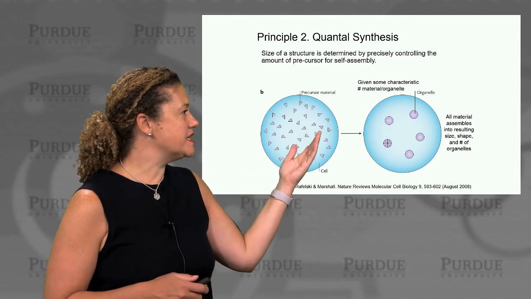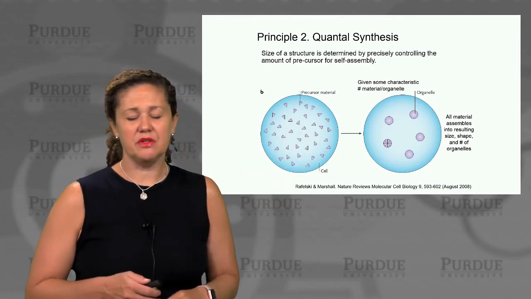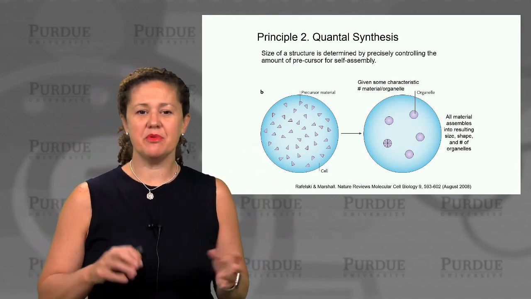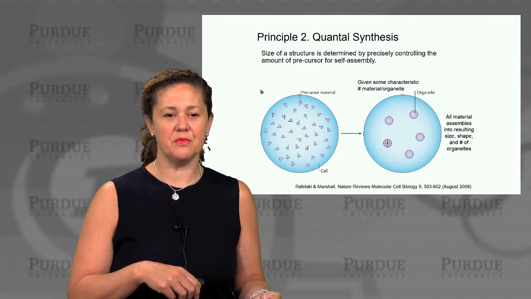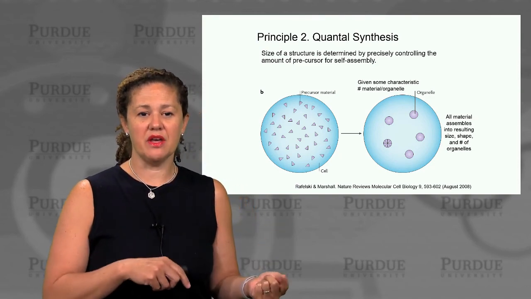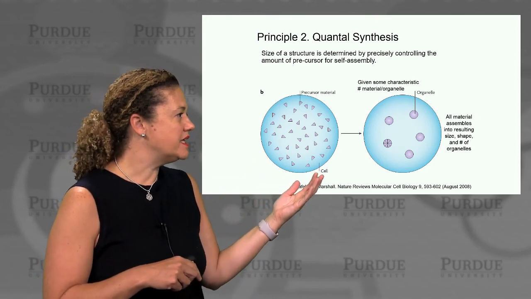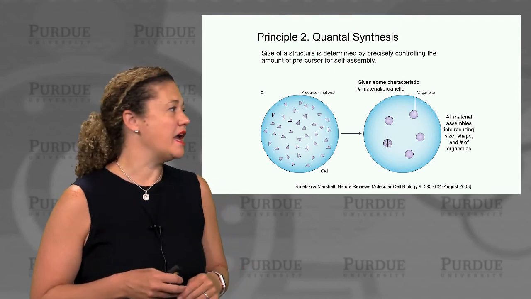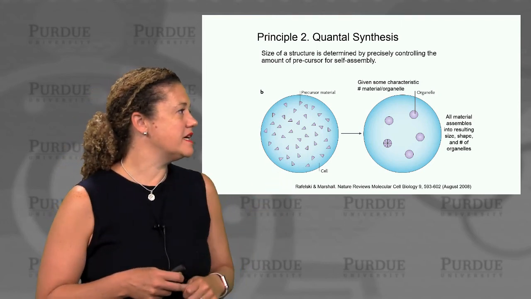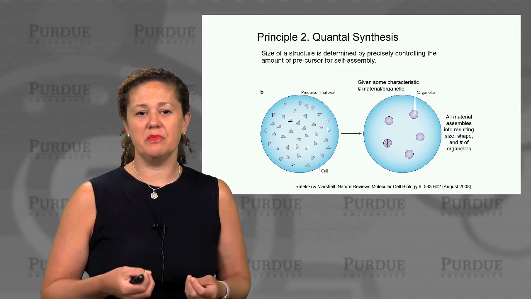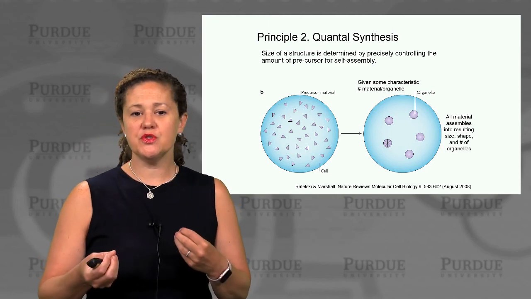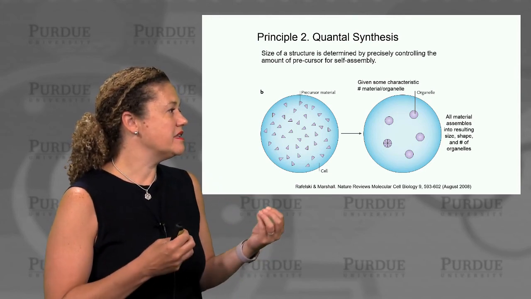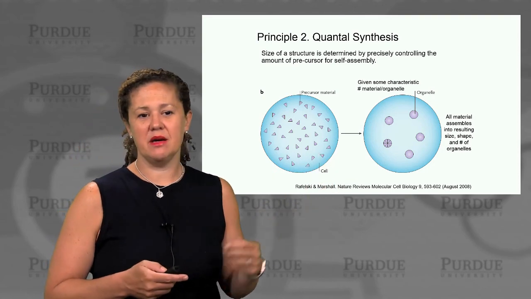So in quantal synthesis, the size of an organelle and that structure is determined by precisely controlling the amount of precursor material there is to start with. And so then the self-assembly dictates the size and number of organelles that are formed. So given some characteristic amount of material or number of monomers per organelle, those monomer pre-materials will self-assemble, determining the size and shape and number of the organelles.